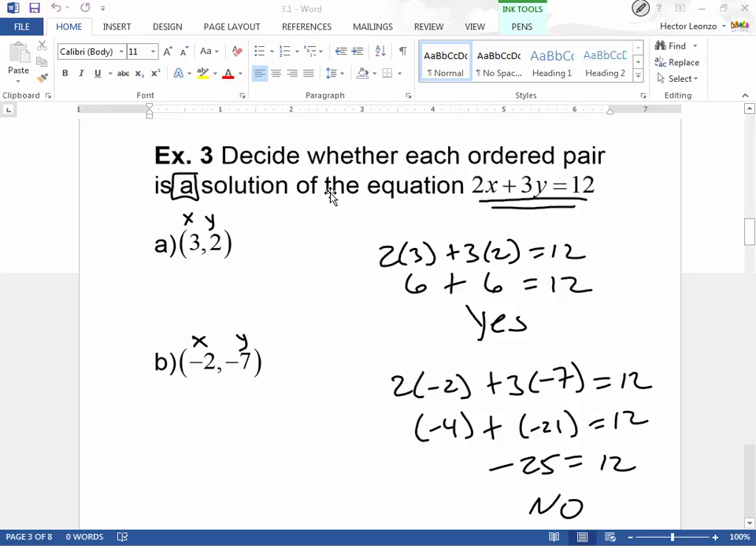So all we do when we get asked, is this a solution, and we're given the values for x and y, is just plug them in there, and then see if you get a true statement or not.